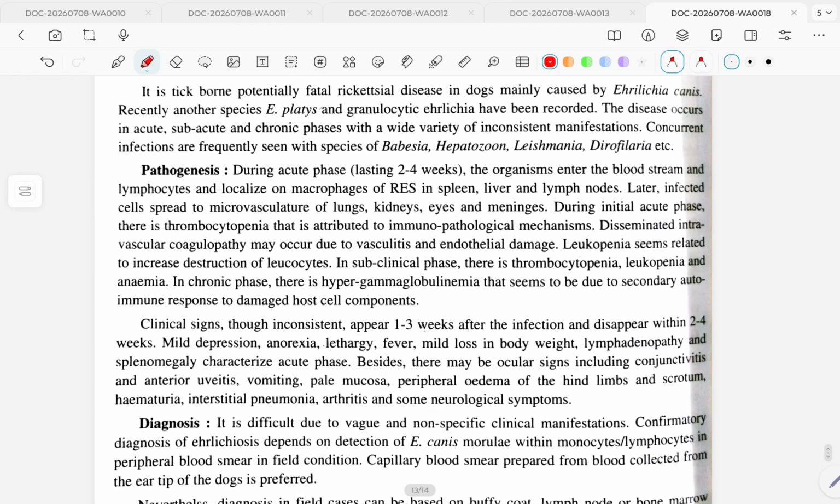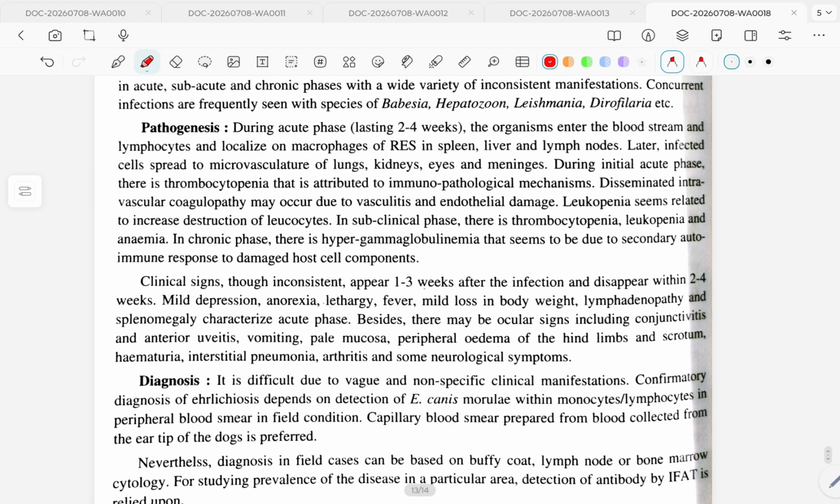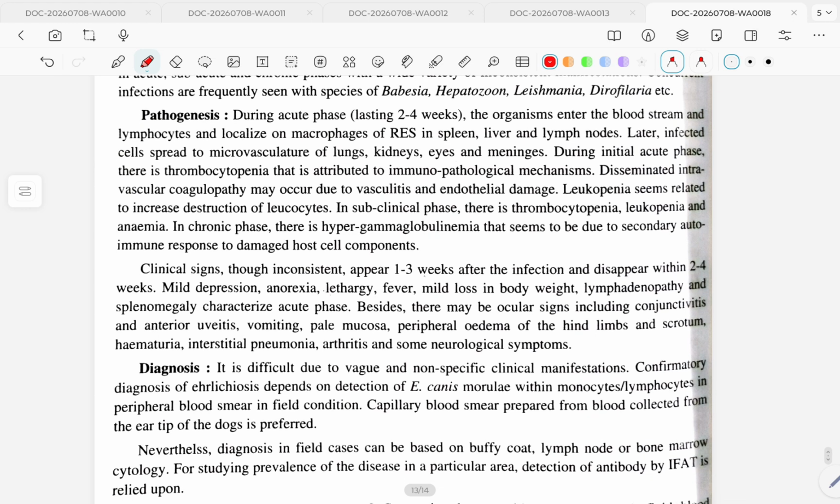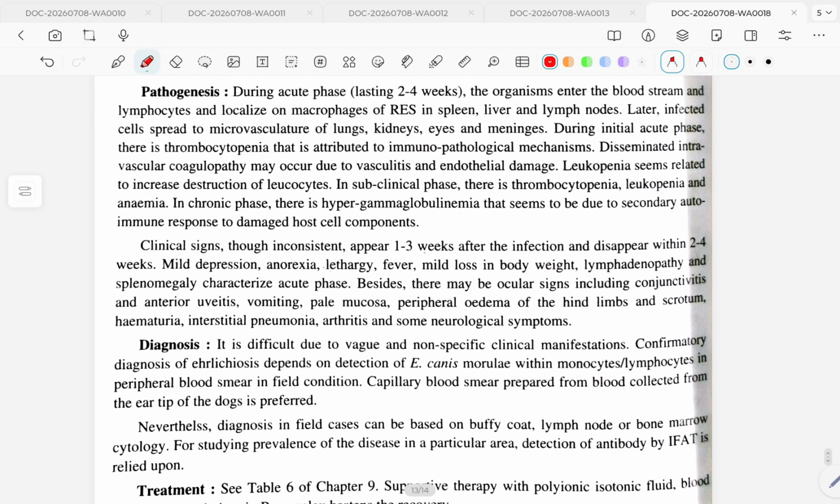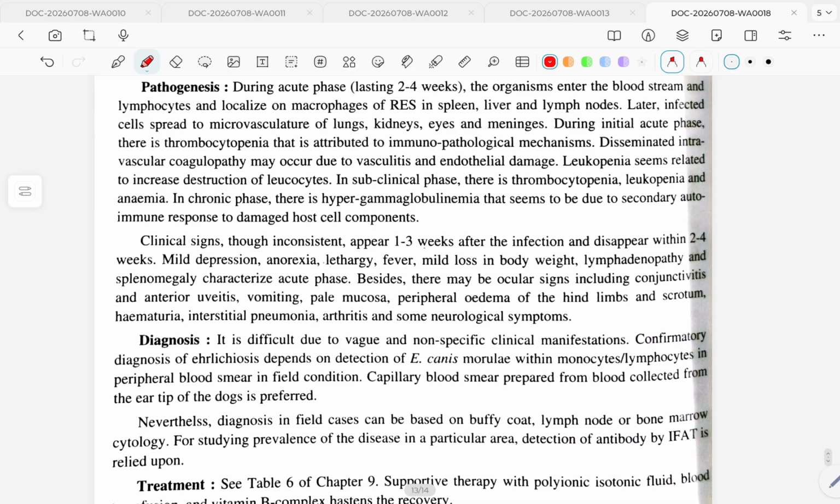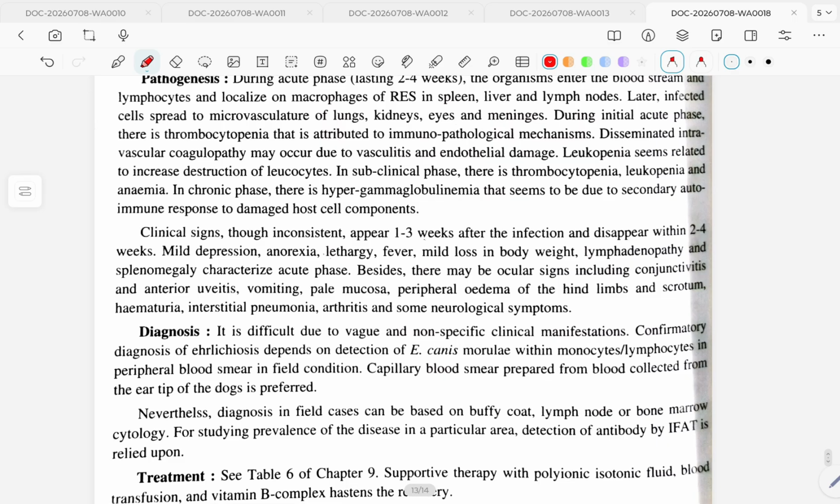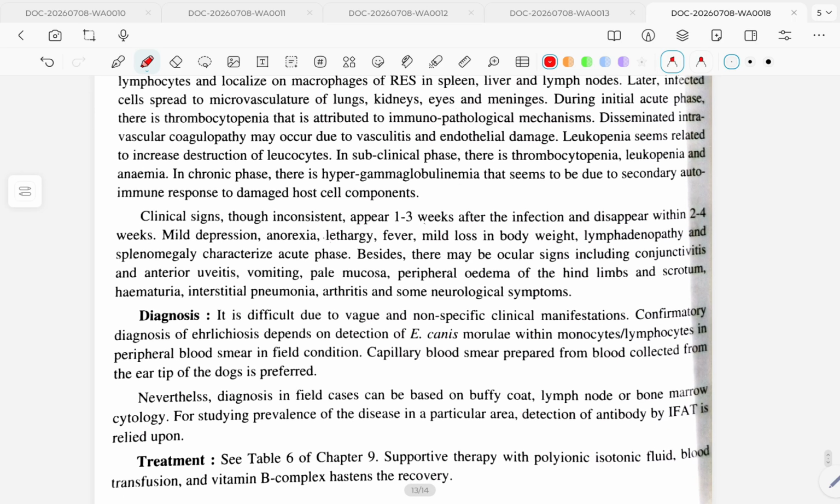Pathogenesis. During the acute phase, lasting 2 to 4 weeks, the organism enters the bloodstream and lymphocytes and localizes in macrophages of the RES in spleen, liver and lymph nodes. Later, infected cells spread to the microvasculature of lung, kidney, eye and meninges. During the initial acute phase, there is thrombocytopenia that is attributed to an immunopathological mechanism. Disseminated intravascular coagulopathy may occur due to vasculitis and endothelial damage. Leukopenia seems related to increased destruction of leukocytes.